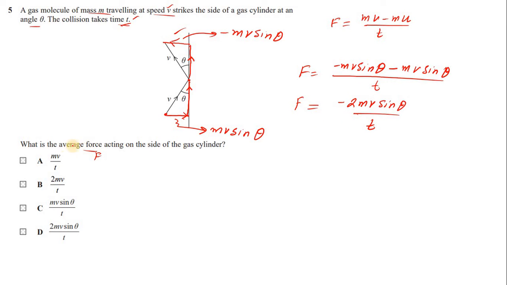But none of the options given is negative, and reading the question, we need to find just the magnitude of the force. So for the magnitude of the force, this negative sign can be ignored. So F is equal to 2 mv sine theta divided by t. This is the magnitude of the force. Option is D.